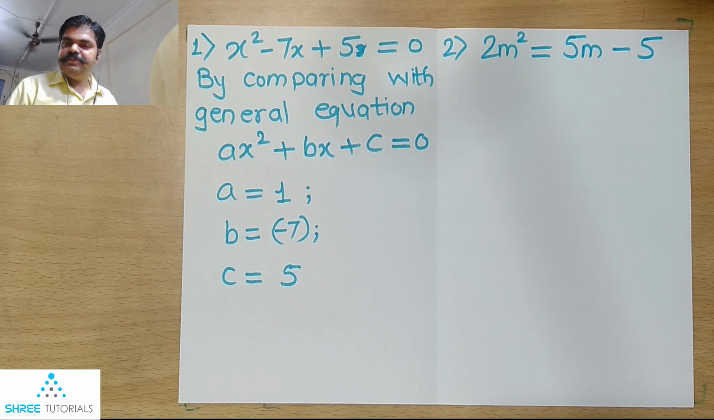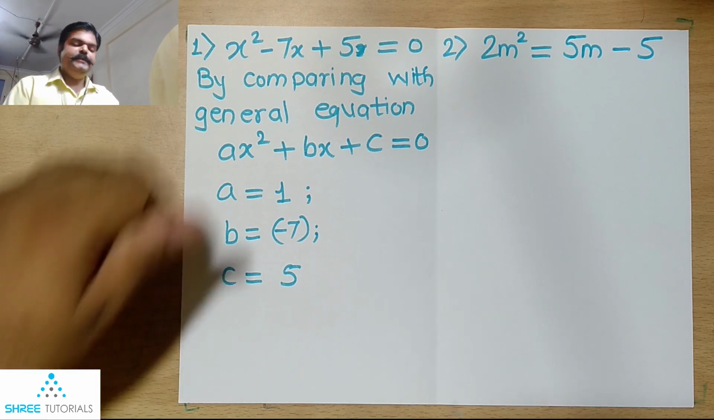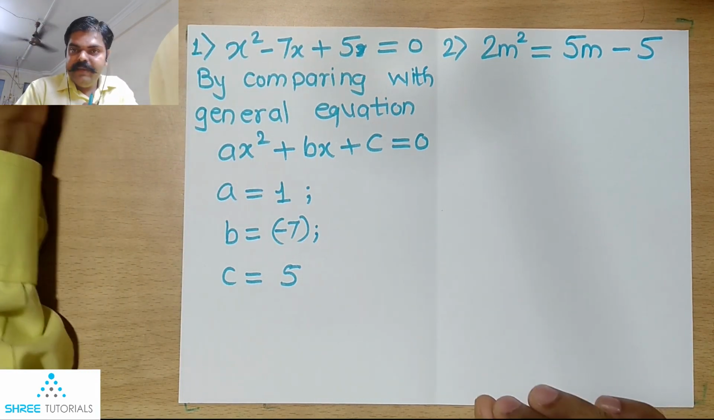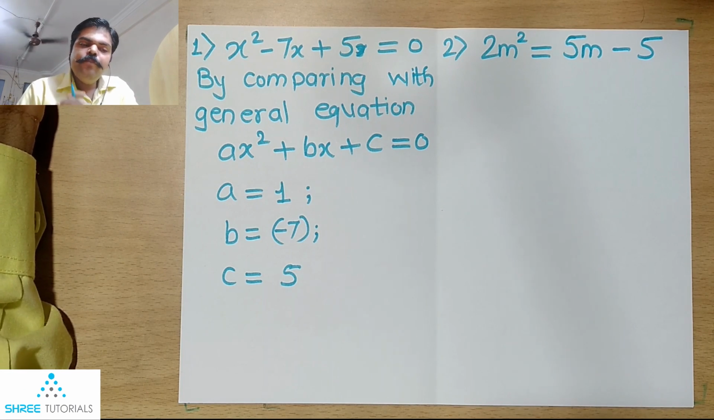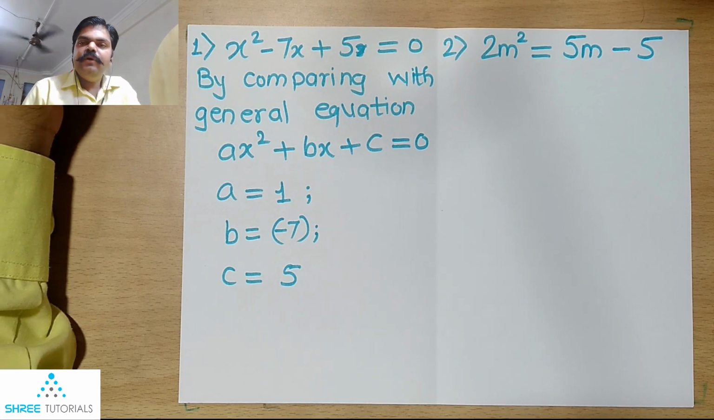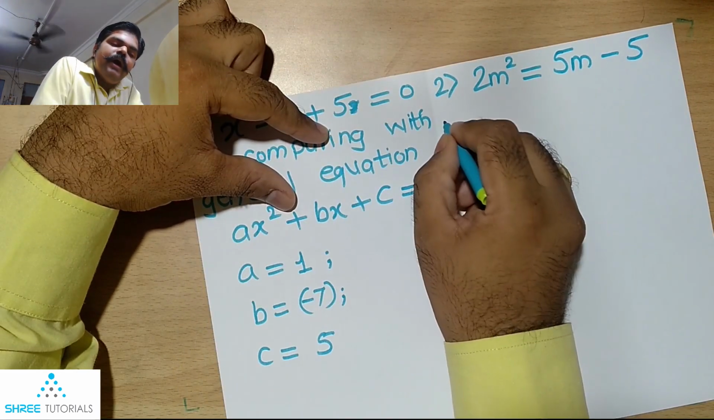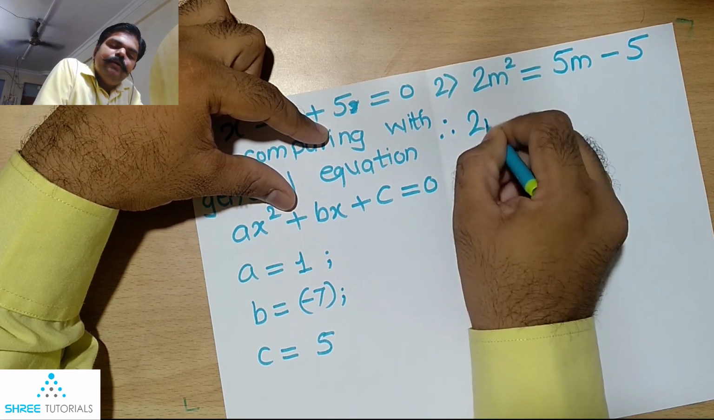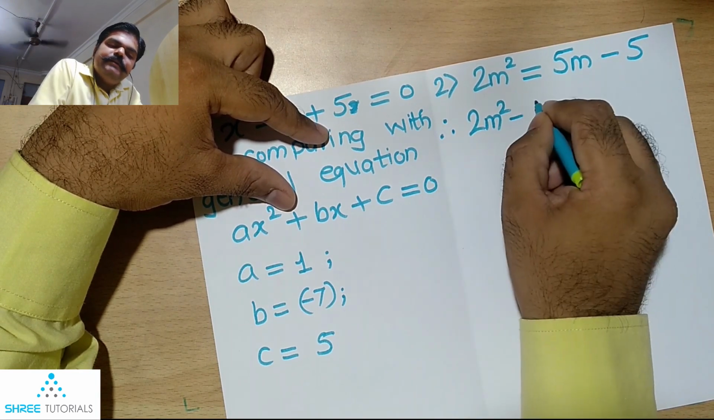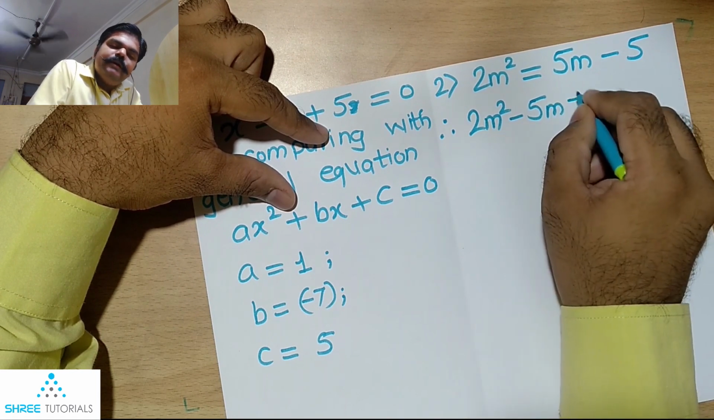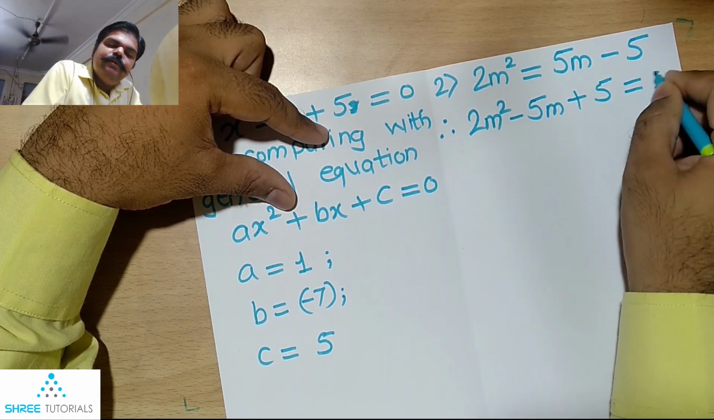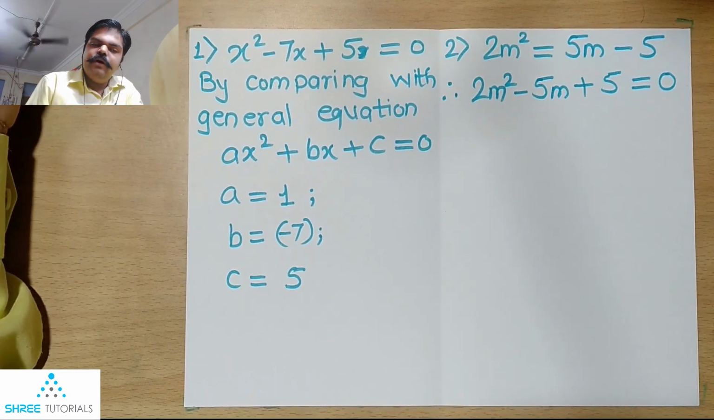Fine. In this equation as well, we are supposed to do the same thing. We are supposed to compare this equation with the general quadratic equation and find the values of a, b and c. Therefore, before comparing, we will move everything to the left hand side. Thereafter we will be able to do a fair comparison. So the equation will look like 2m square minus 5m plus 5 is equal to 0. So that thing we have done over here.